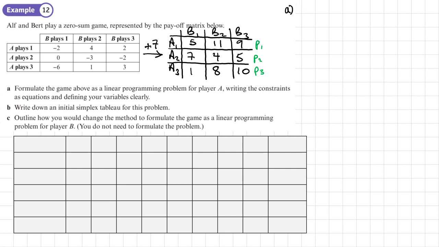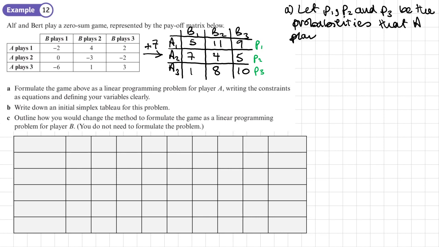And what we can do, we can say this: let P1, P2 and P3 be the probabilities that A plays rows 1, 2 and 3 respectively. So respectively just means that probability P1 goes with row 1, P2 with row 2 and P3 with row 3.